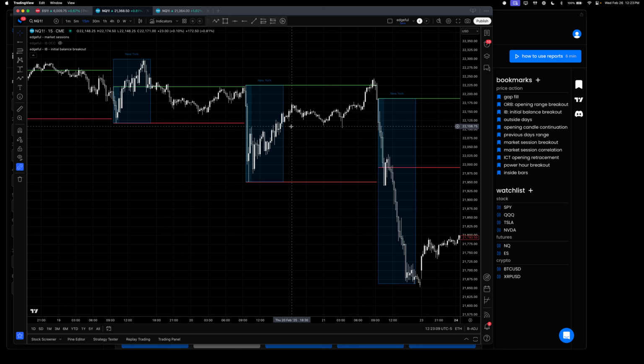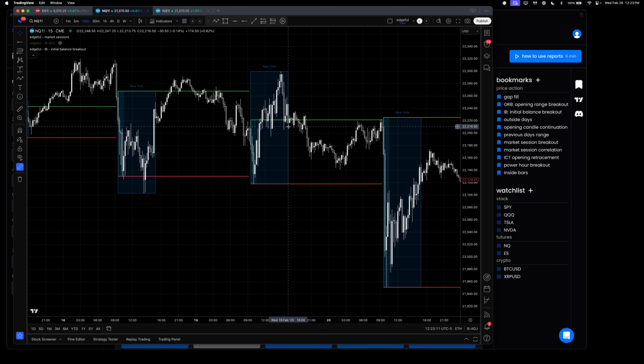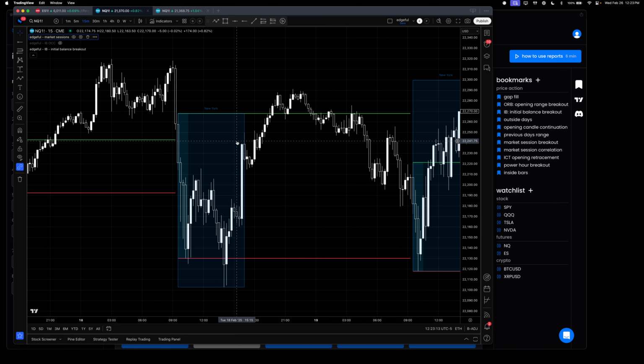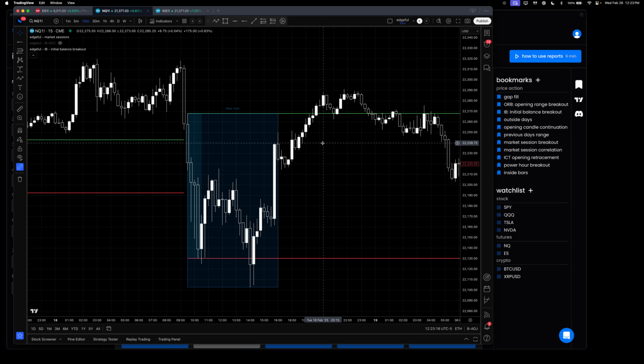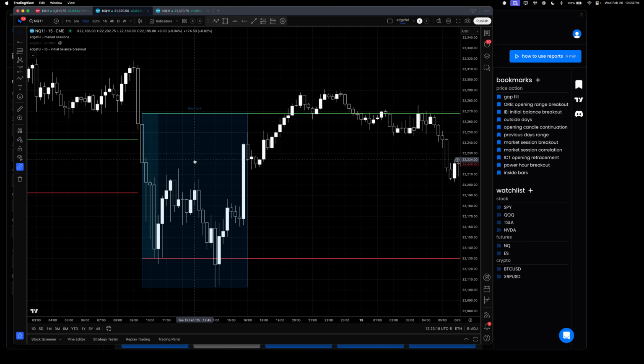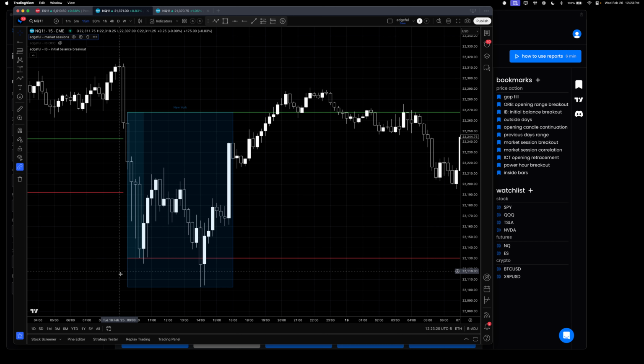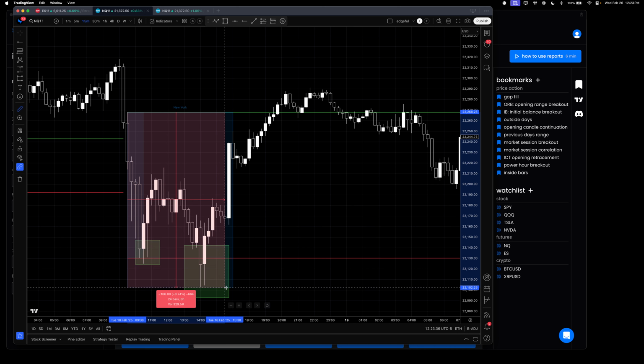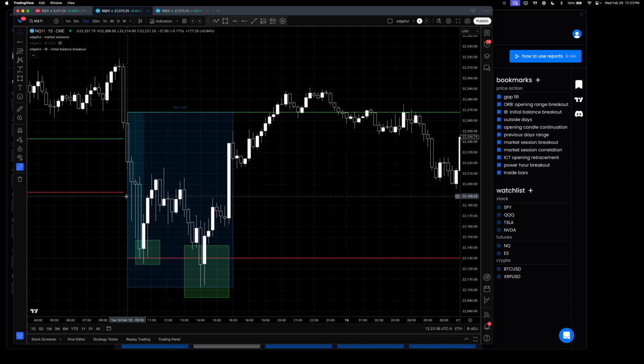Let me try to find a different example. Perfect. Right here. So this example right here, this is February 18th. You can see within this blue box, price only broke to the downside of the IB. It did it here. It did it here. And it did it here. Because we're only looking at the data within the New York session from 9:30 to 4 p.m. Eastern time, or New York time.